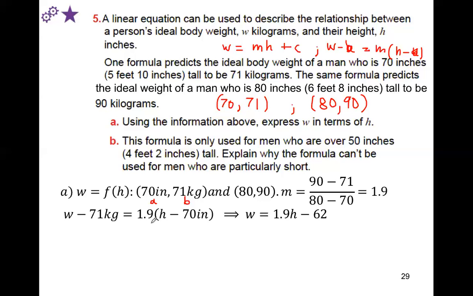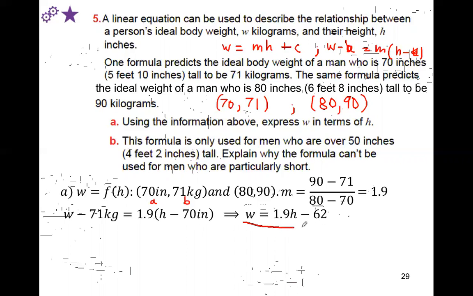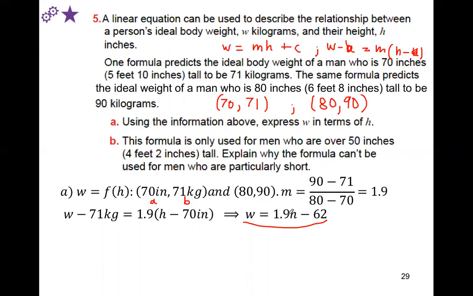After that, you need to rewrite that as 1.9 H, 1.9 times H minus 1.9 times 70 plus 71, because we add 71 on both sides. And finally, we get the answer W equals 1.9 H minus 62.